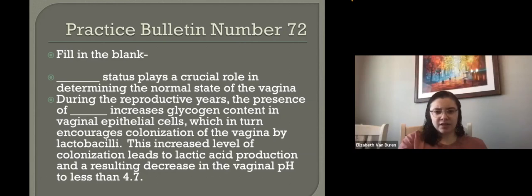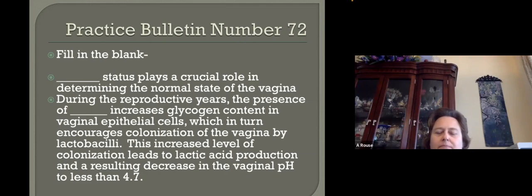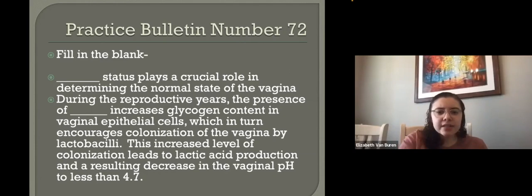During the reproductive years, the presence of blank increases glycogen content in vaginal epithelial cells. Also estrogen. That encourages colonization of the vagina by lactobacilli. This increased level of colonization leads to lactic acid production and a resulting decrease in the vaginal pH to less than 4.7. Very good.